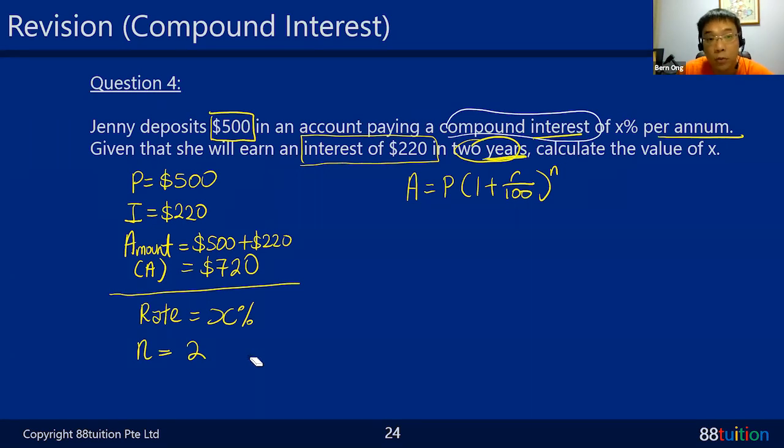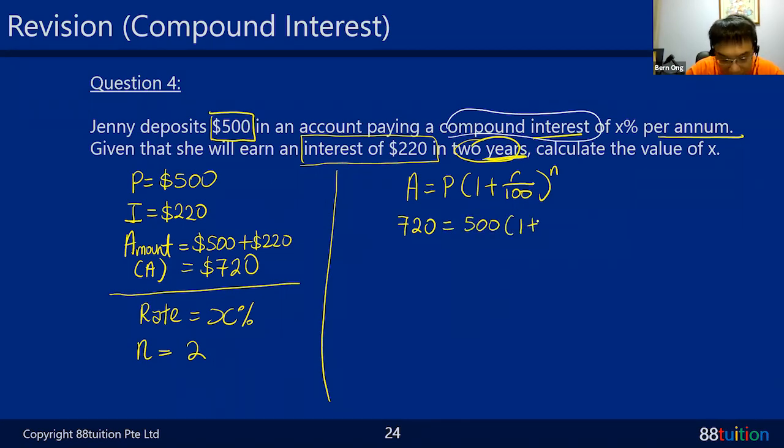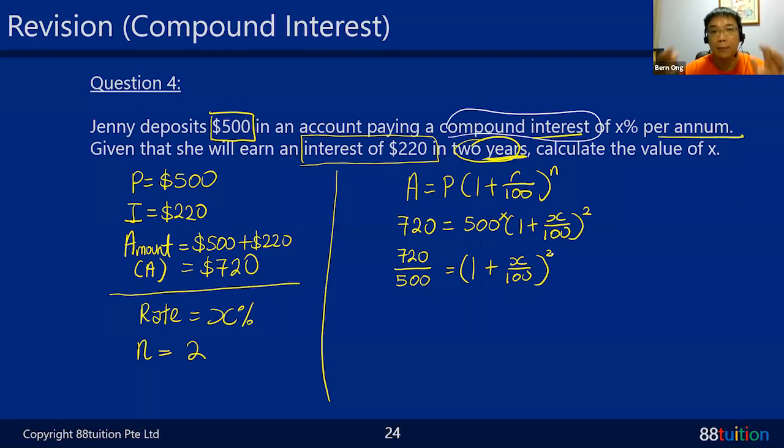With this information, all you have to do is put it into the formula. A is 720, equal to P, which is 500, times (1 plus R, which is X over 100) to the power of N, which is 2. Now the 500 is multiplying, so bring it across and it becomes a divide. 720 stays, divided by 500. And what is left is (1 plus X over 100) squared. Keep the bracket on.